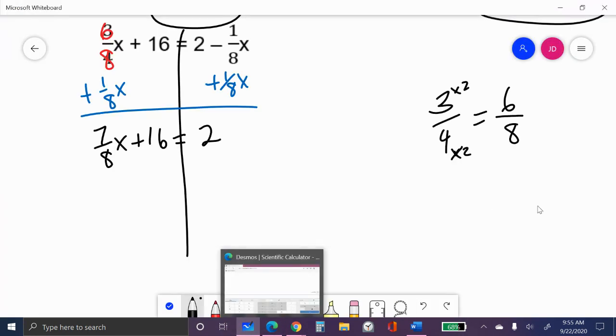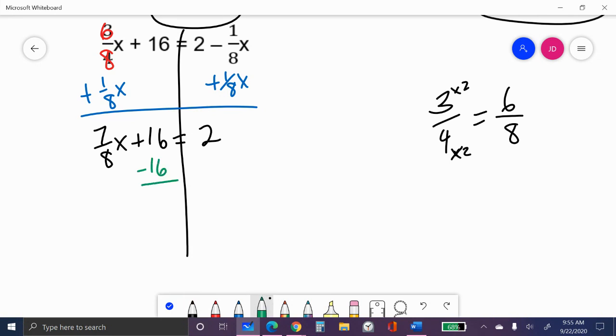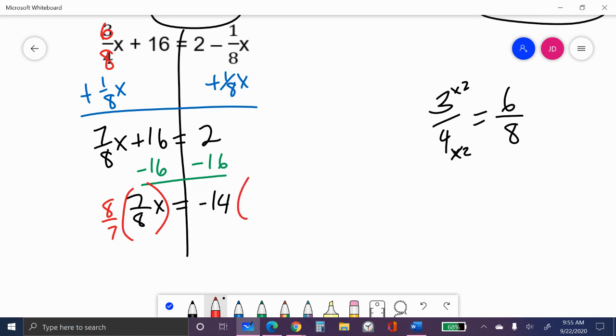All right. So now solving this, right, we're going to minus 16 from both sides. And we get 7/8x equals negative 14. To isolate the variable with a fraction, we multiply by the reciprocal. Remember, cancel, cancel. So I have to do that over here too. All right. So we get my answer is 8. Negative 14 times 8 over 7.